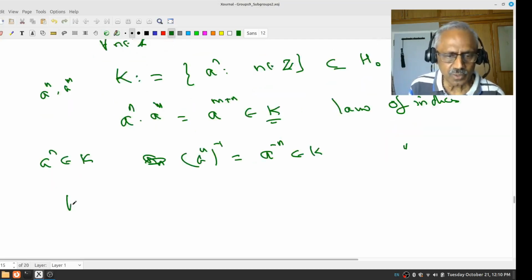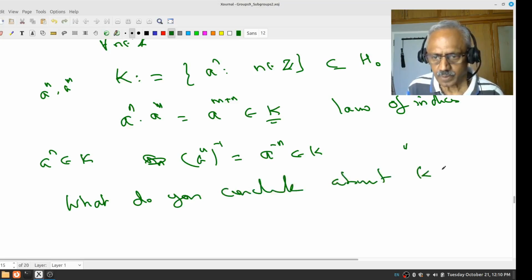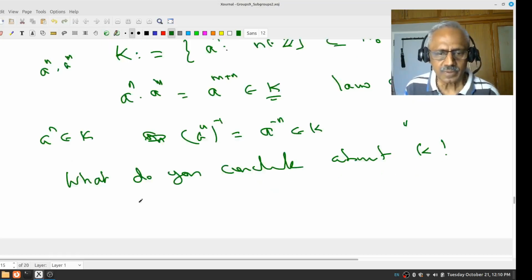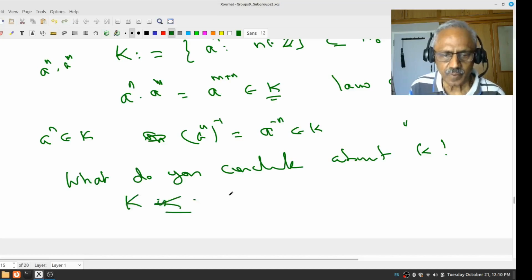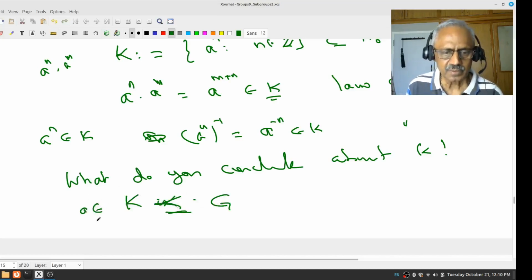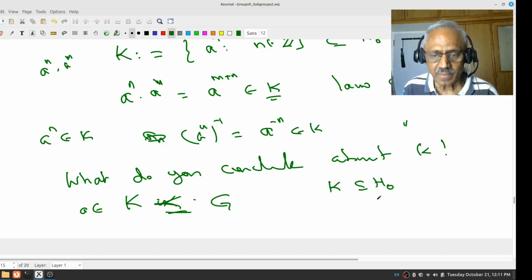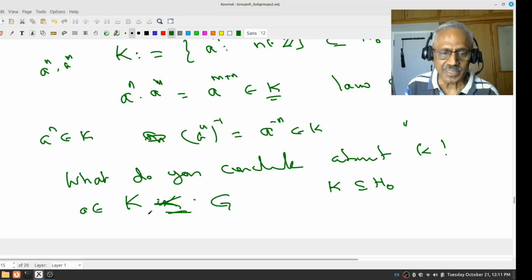So what do you conclude? K is a subgroup of G. But does A belong to K? Yes, A belongs to K, because n equal to 1. Therefore, K is a subgroup that contains A. But what do I know? K is already contained in H naught, but H naught is the smallest subgroup that contains A. Therefore, H naught should be contained in K.